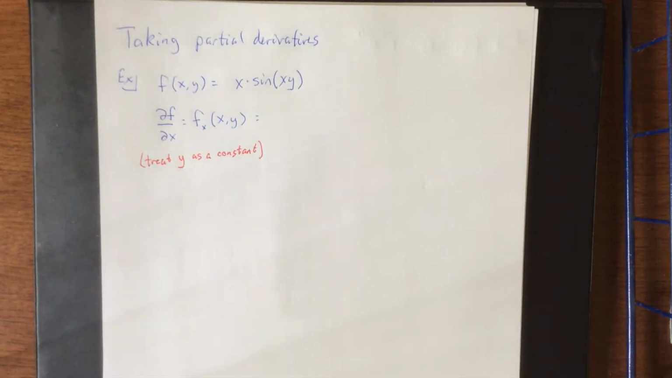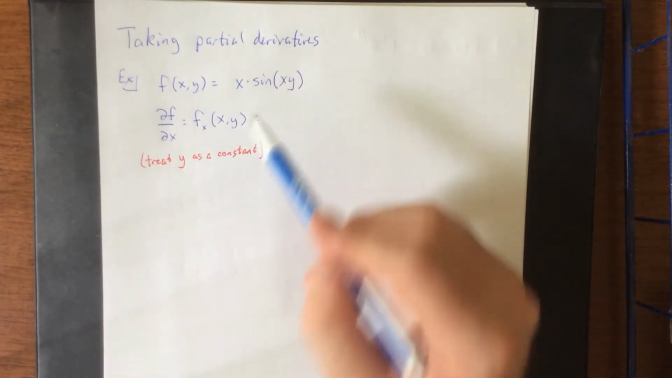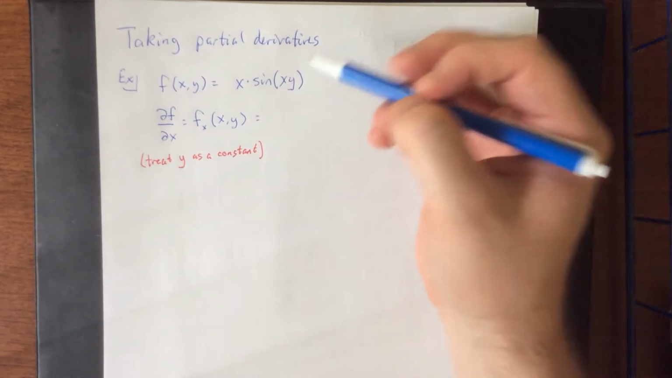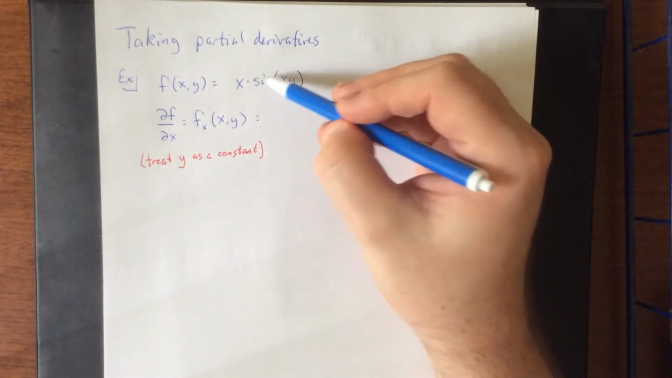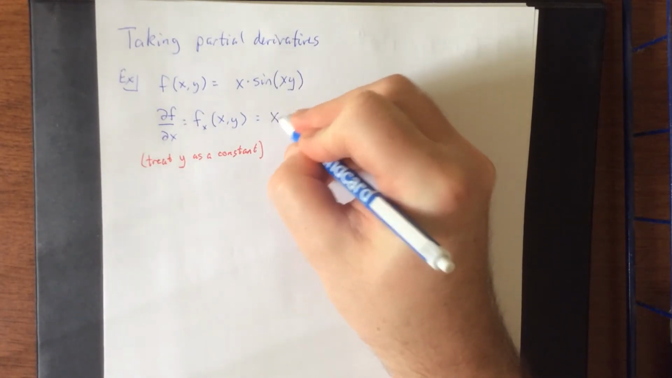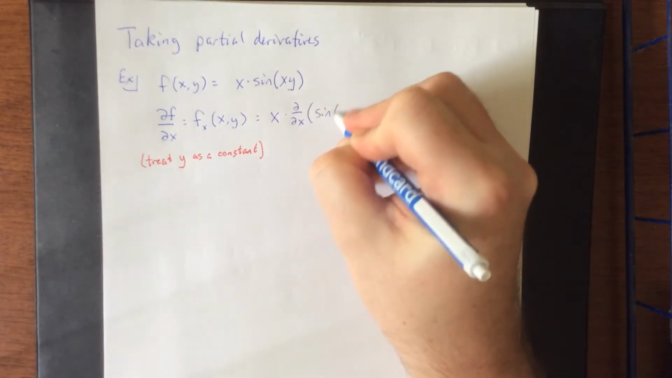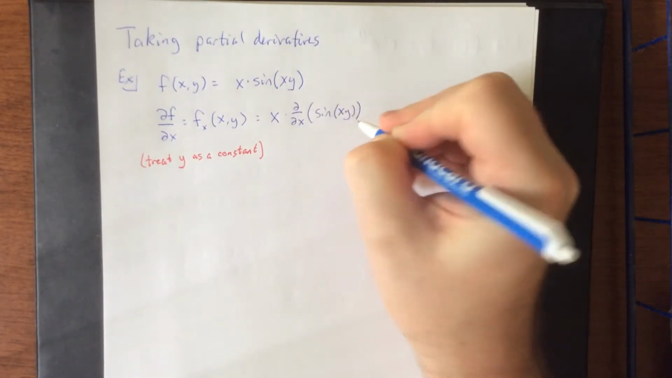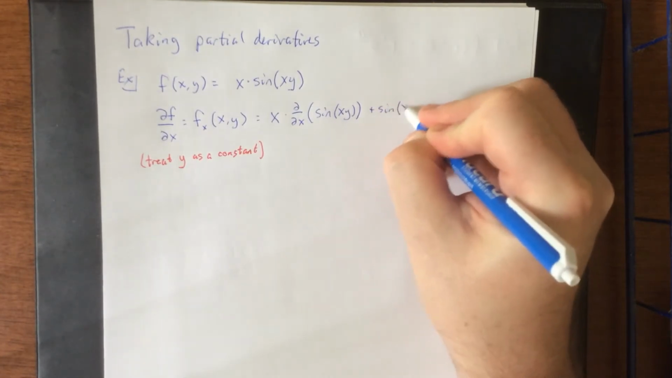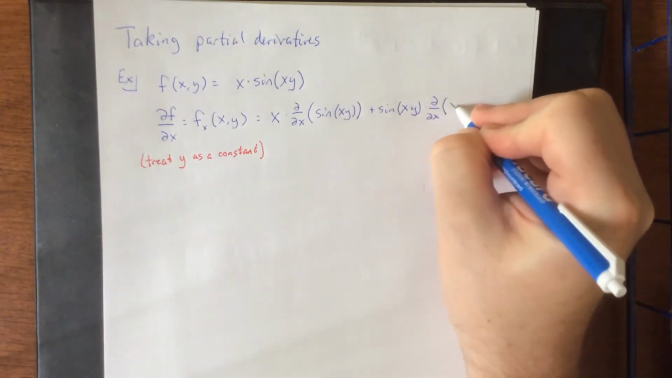So when I see what we have here, what I'm really seeing is x times the sine of x times a constant. So we're treating x as the variable, we're treating y as a constant. So first off, I notice that we have x times another function of x, so we'll make use of the product rule. So this will be the first function times the derivative of the second function. And by derivative, I mean partial derivative with respect to x, plus the second function times the partial derivative with respect to x of the first function.